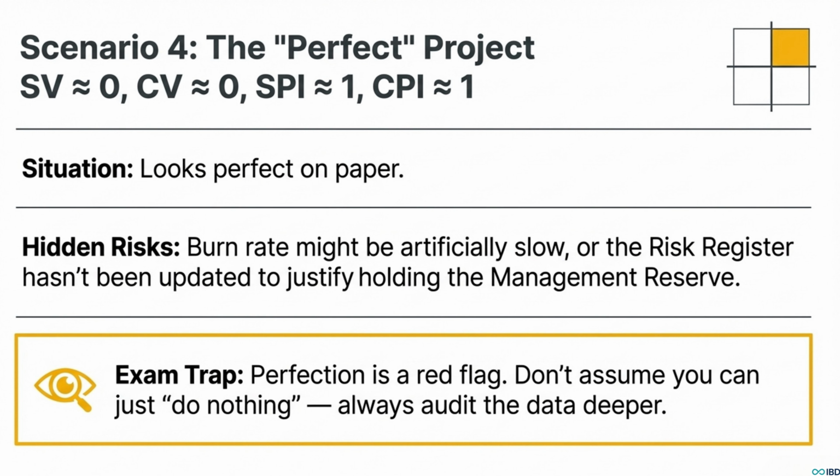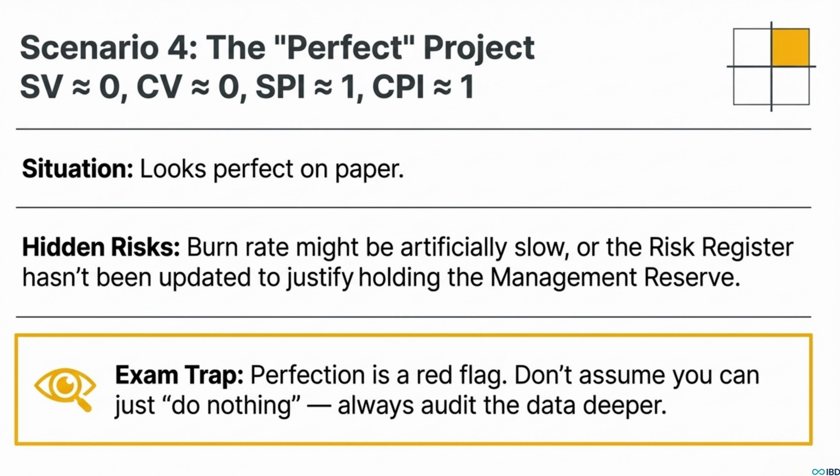And finally, we land on scenario 4, the perfect project. On paper, everything looks amazing. Your CPI and SPI are both right around 1. It's all good, right? Well, maybe. As any seasoned project manager will tell you, a project that looks too perfect is often a huge red flag. Is the data even accurate? Is someone hiding something? Is the risk register up to date?